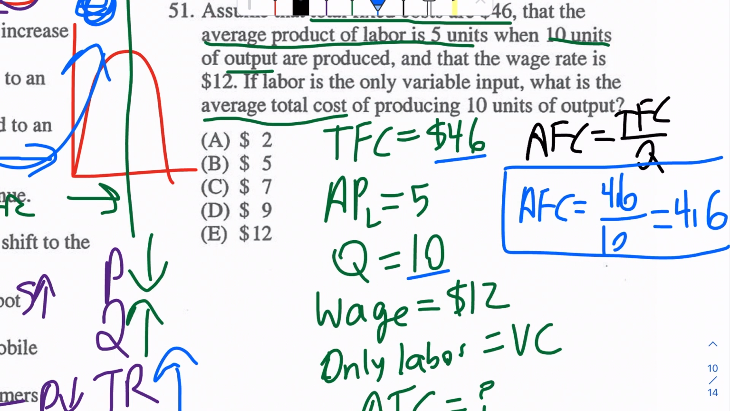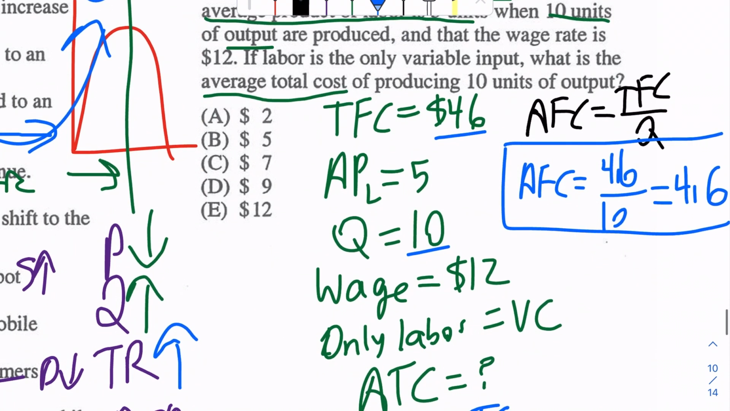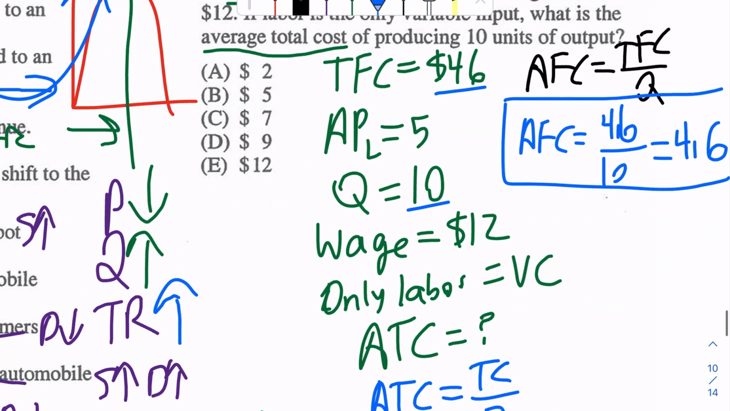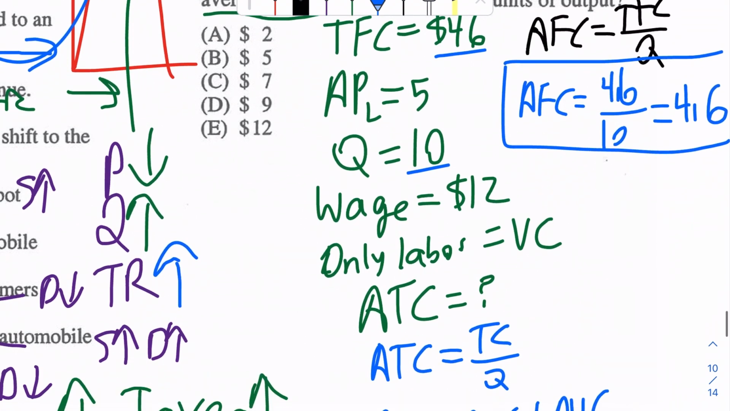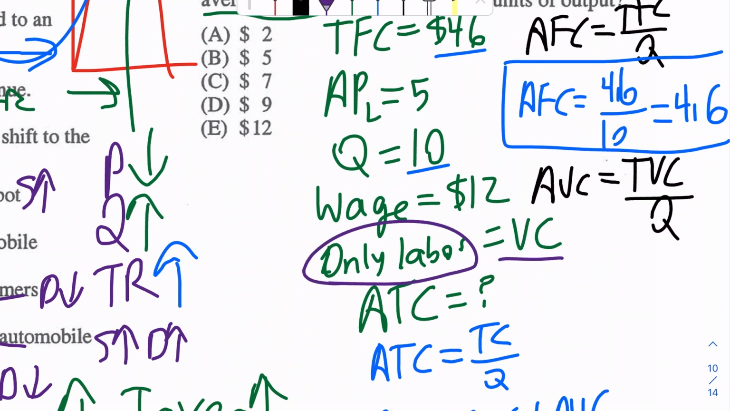We now need the total variable cost, so we can find the average variable cost, and then we'll get to the average total cost. To find the average variable cost, you will need the total variable cost divided by quantity. So what is your total variable cost? Well, the only thing in our variable cost is labor, and we pay them $12. But how many people do we hire? Your first instinct is to say we hire 5 people.